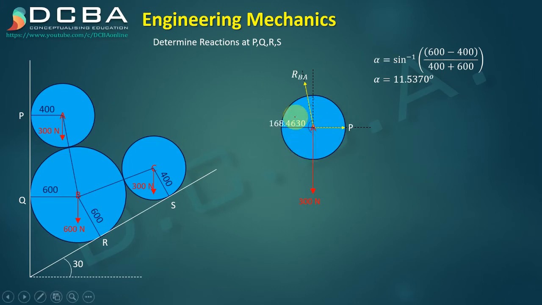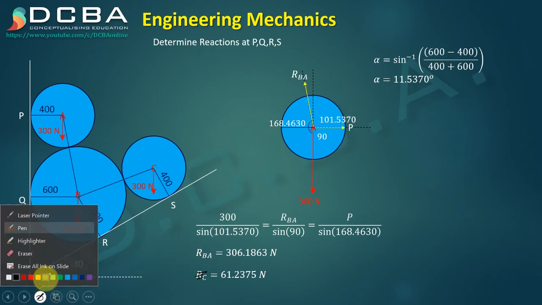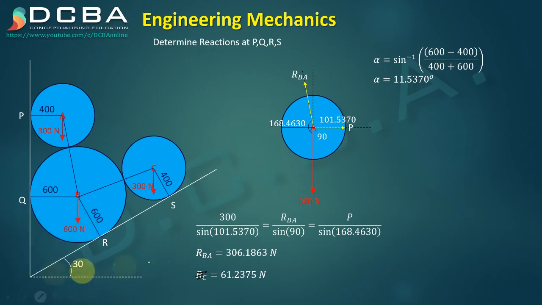We can now apply our Lami's theorem. So it is RBA upon sine 90 is equal to P upon sine of this angle is equal to 300 upon sine of 101.5370. I get RBA and I get P. I think this is P, this is not RC, this is P. Yes, the reaction P.